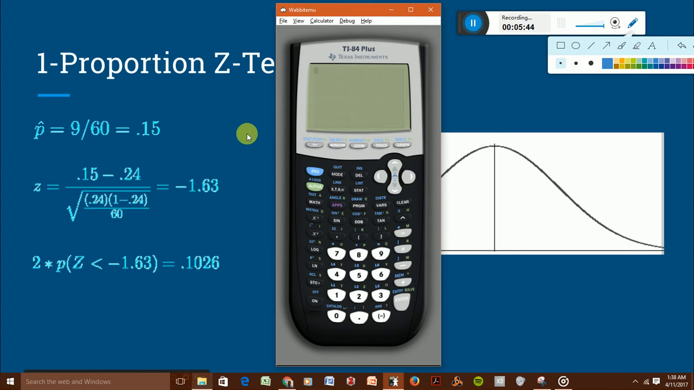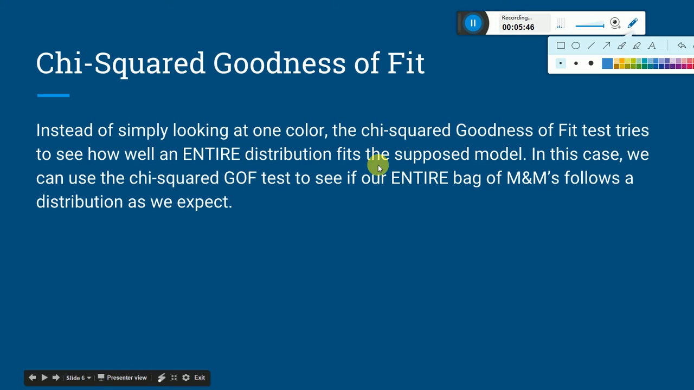All right, so let's look at our chi-square goodness of fit test. Instead of looking at one color once again, we want to see how well an entire distribution fits this supposed model. And we're going to use our chi-square goodness of fit test to see if our entire bag of M&Ms follows a distribution as we expect. So with that being said, instead of just simply looking at a pi or a mu or what have you, we want to talk about the entire distribution of M&Ms.